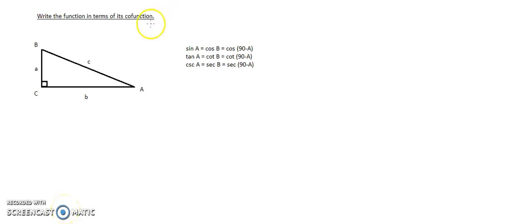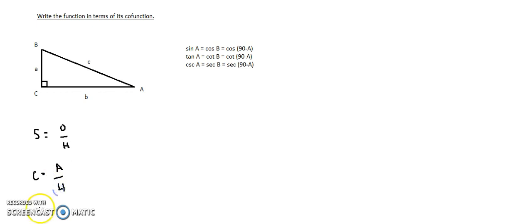Okay, we're going to talk about the relationship between a function and its cofunction now. So we're starting off with a right triangle. We see that the angles are labeled with capital letters, and the sides are lowercase letters across from the angle. Okay, and we can remember our mnemonic, SOHCAHTOA.